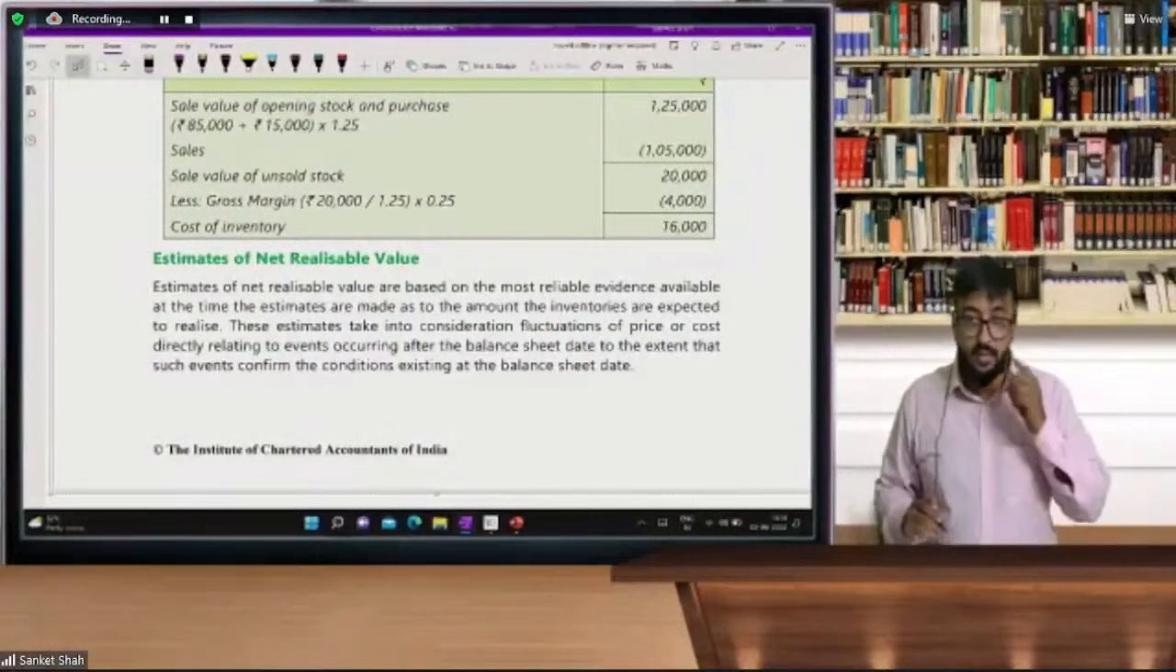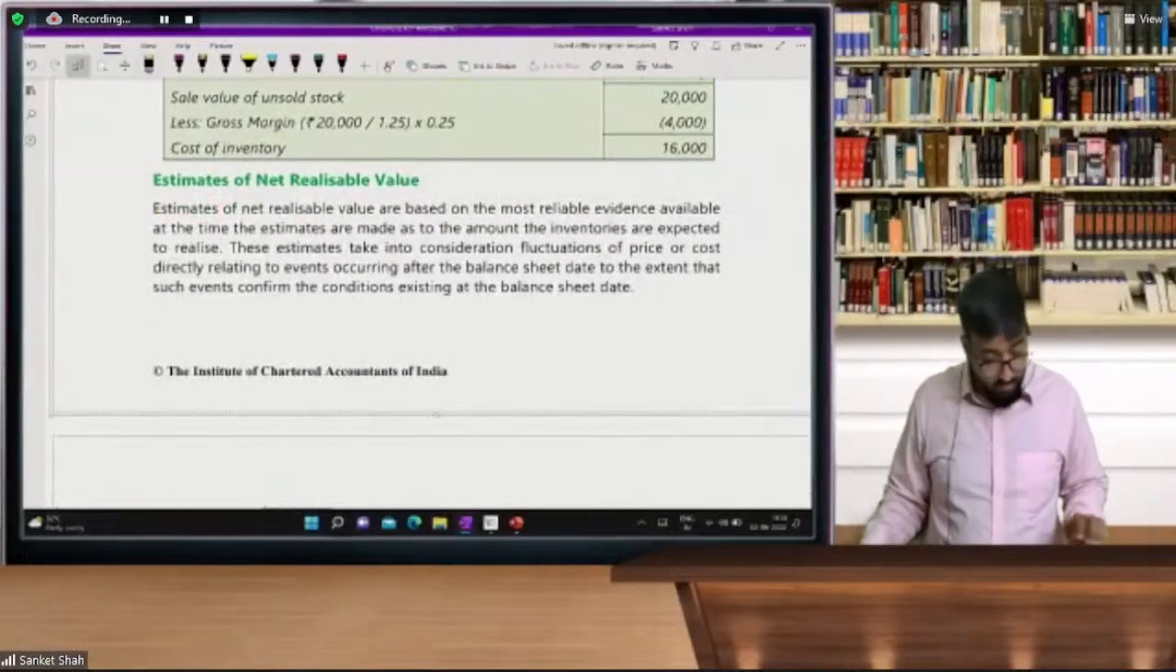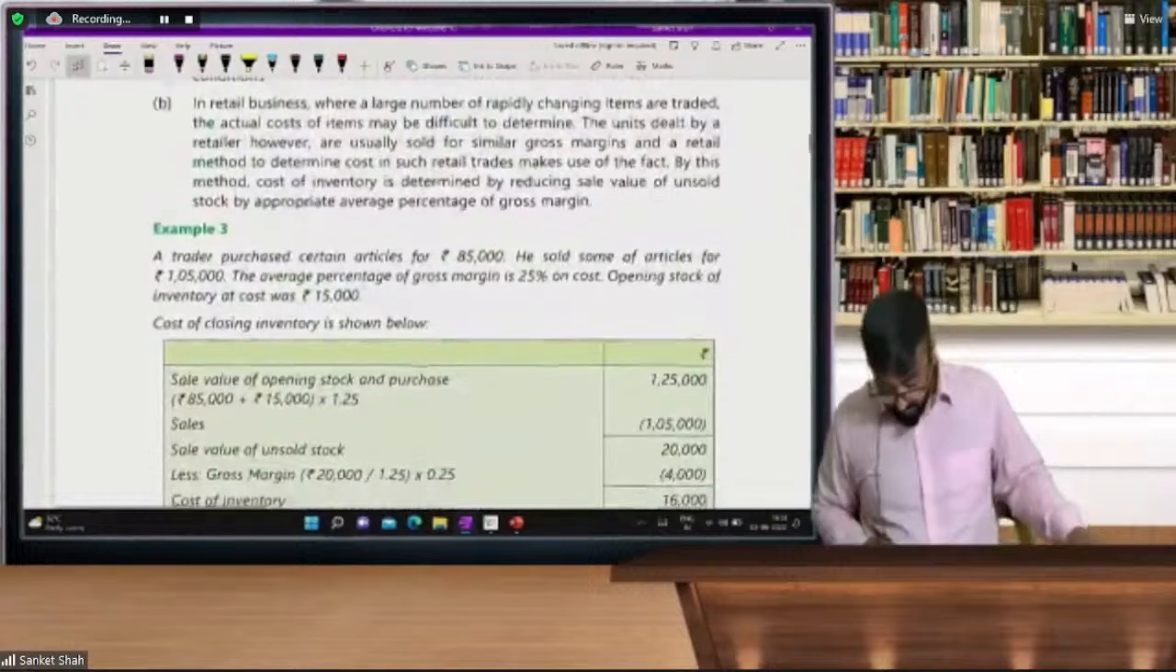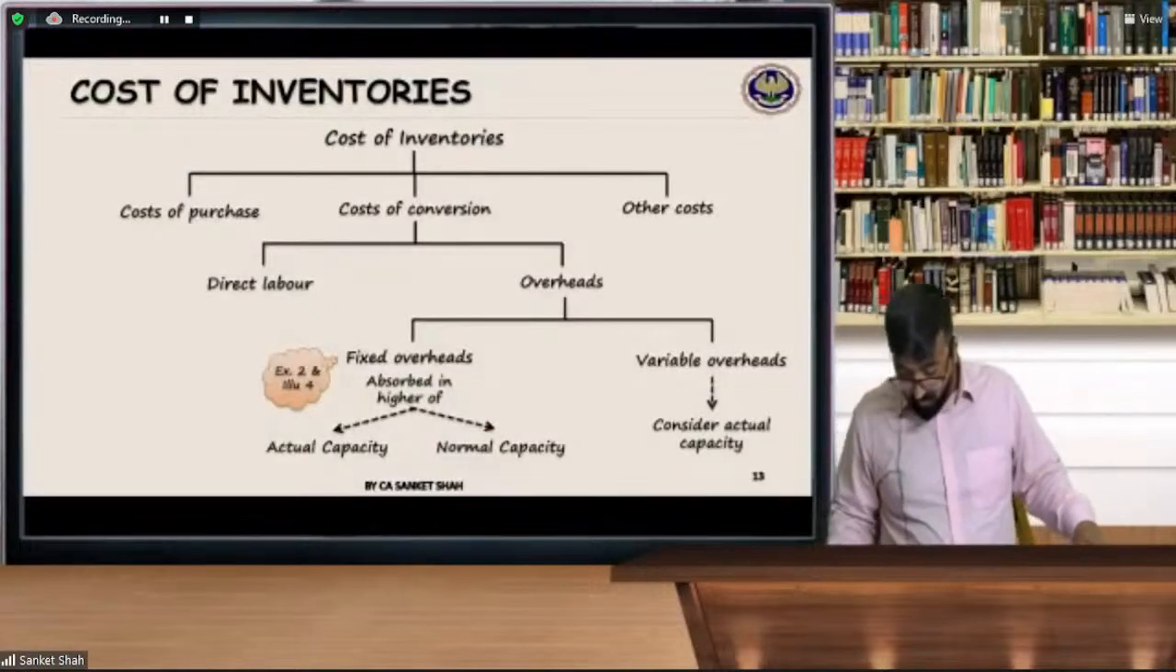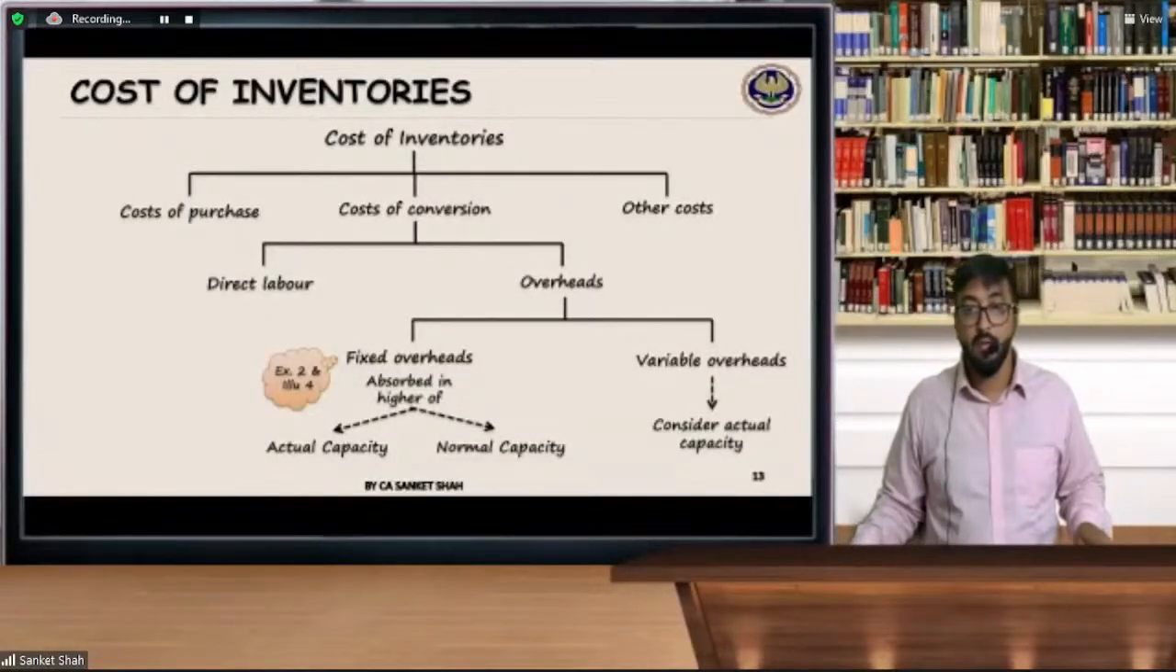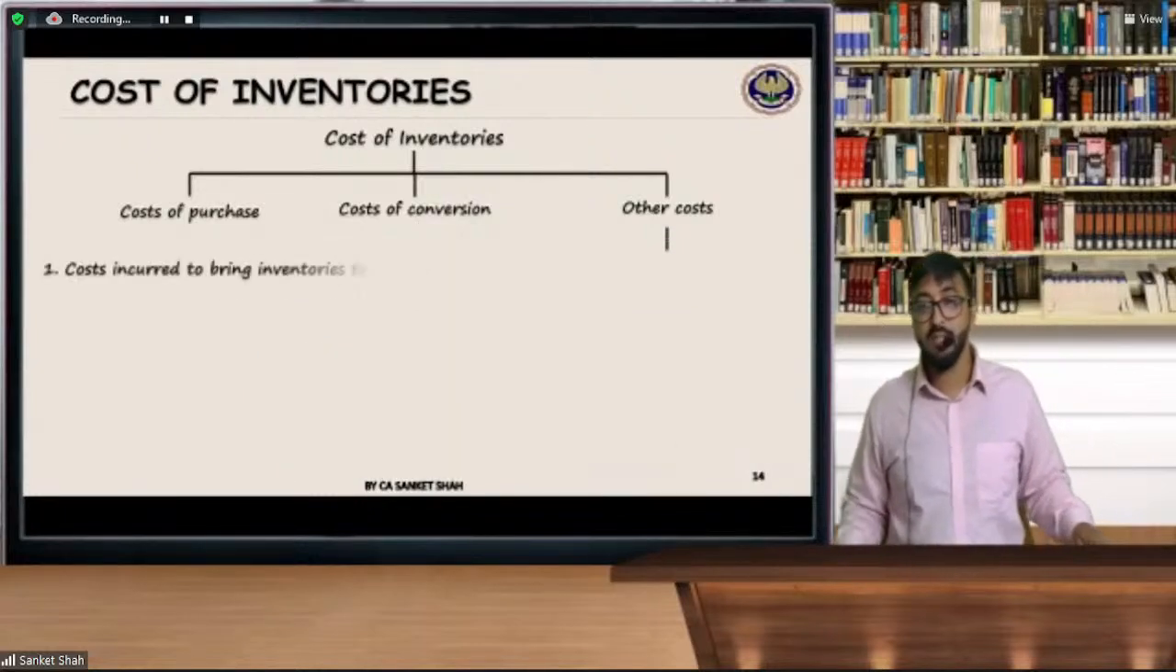एस्टिमेटेड नेट रियलाइजेबल वैल्यू के पास जाते हैं अभी. So we have just finished with the concept of overheads. So fixed overhead and variable overhead we have finished with. Now last part is other cost.